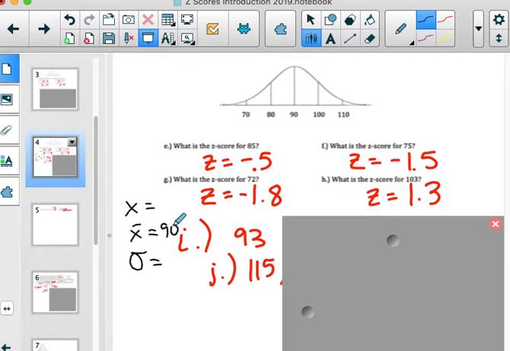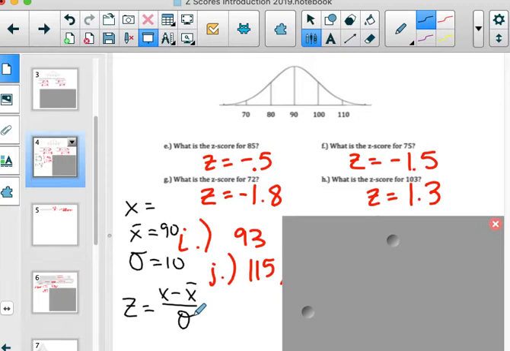90. And what was the standard deviation? 10. Okay? And so I want you to use that z-score formula, and that says that z equals what? X minus X bar, divided by the standard deviation.